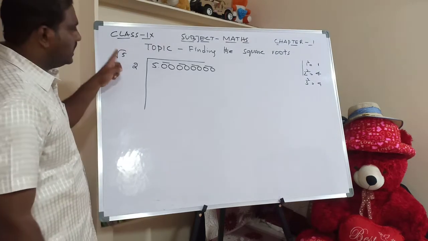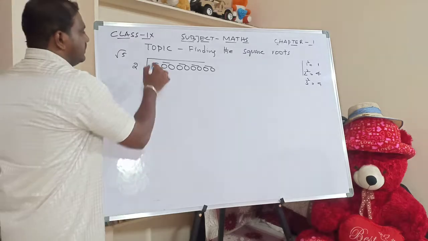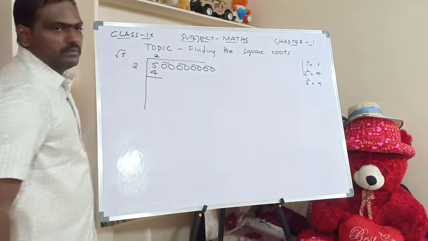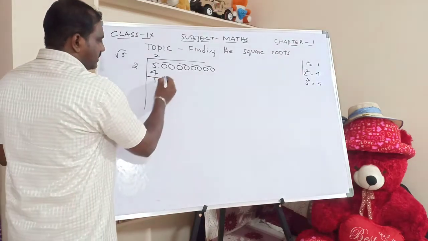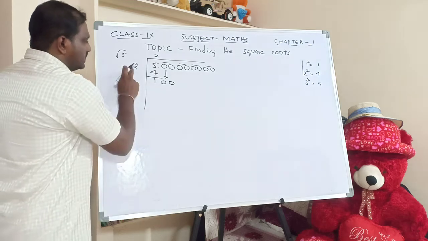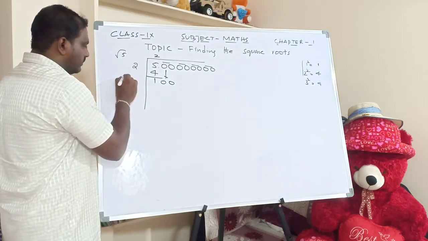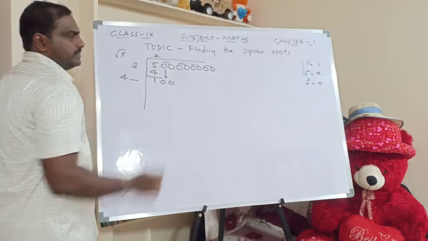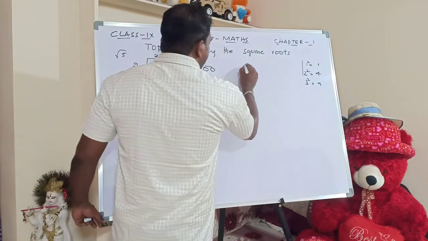I have taken 2, I have to multiply with 2 only. So therefore 2 2s are 4. What is the remainder? 1. Next 0 0. Next what is this? I have to double 4, blank. Already point is there, I should write point. Next 41 ones.